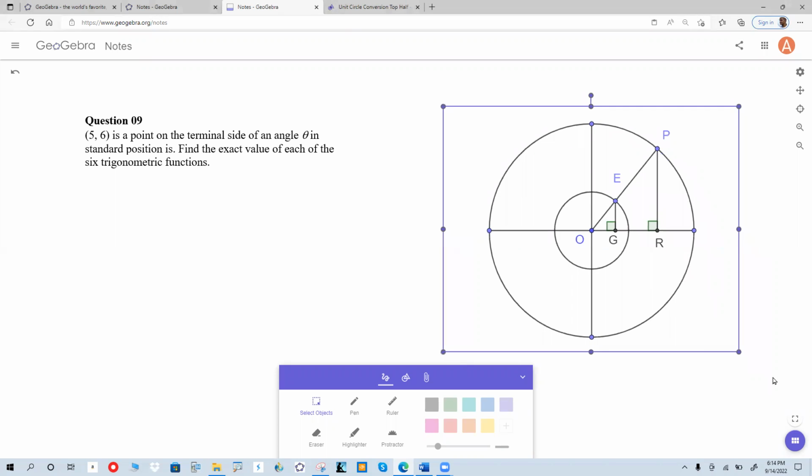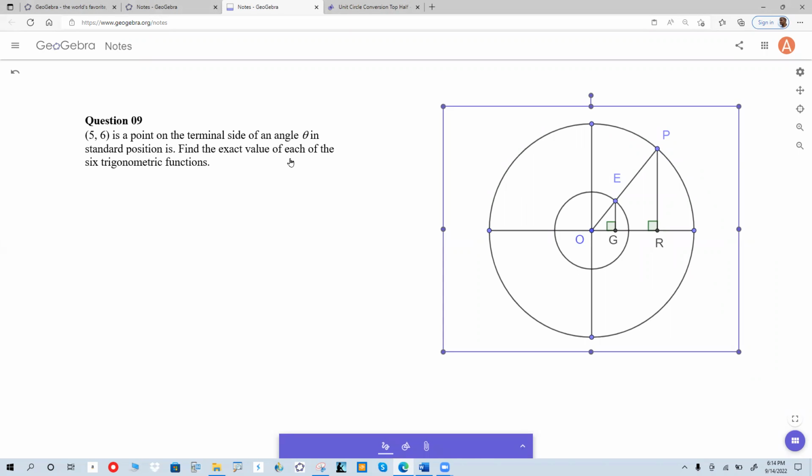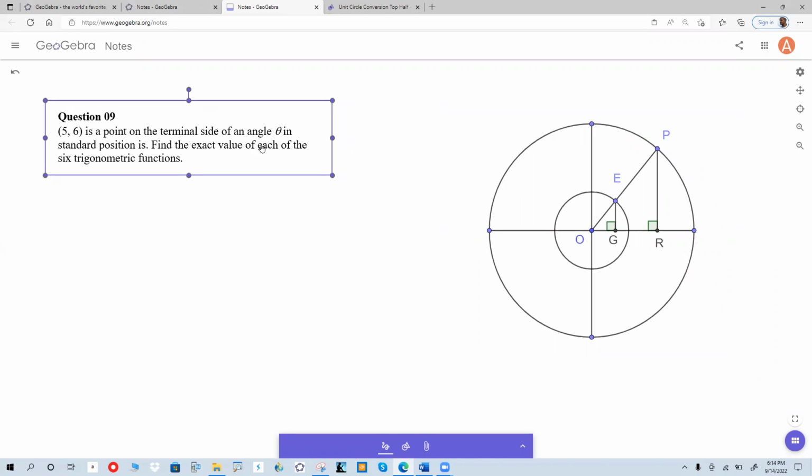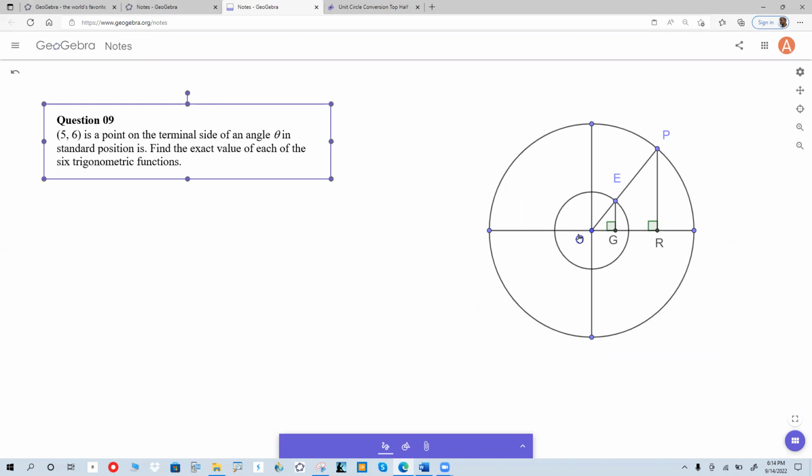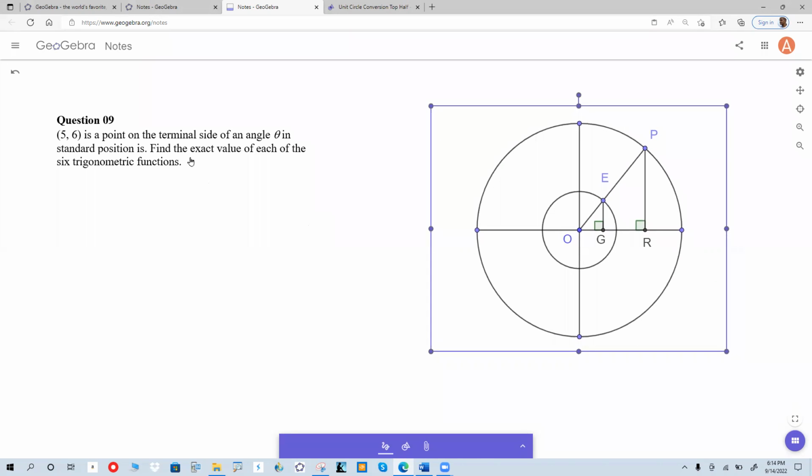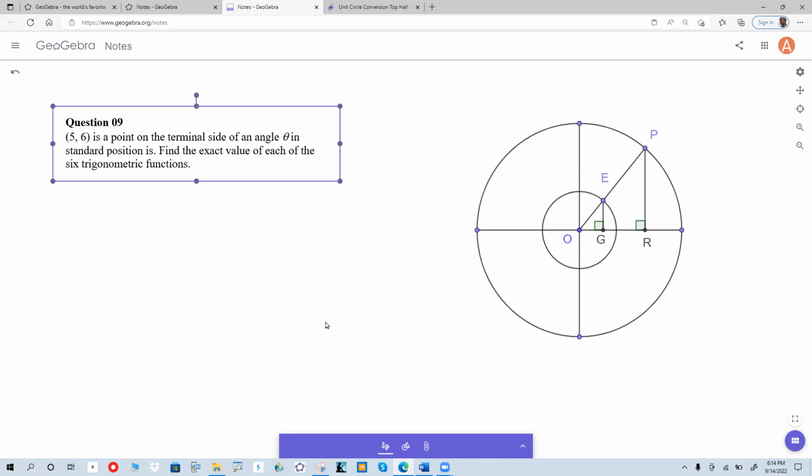So, guys, we are going to work on question number 9 from exam 1, set A. I'll occasionally pick a problem from set A and sometimes from set B. Let's see if we can work on this problem.